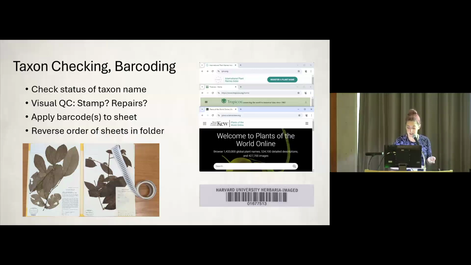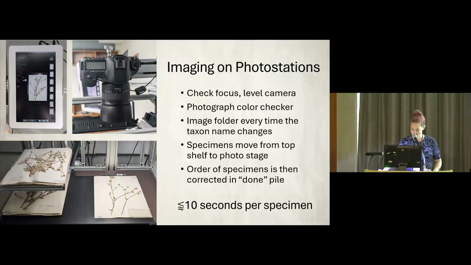So a barcode sticker is placed on each specimen, and when there is more than one specimen mounted on a sheet, each one will get its own barcode placed near the collecting label. And as we work through a folder and each sheet is barcoded, we restack them in reverse order, handling the specimens carefully and not flipping them upside down. And then they're ready to be imaged.